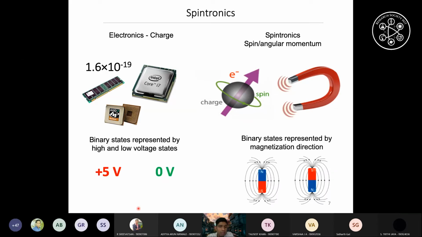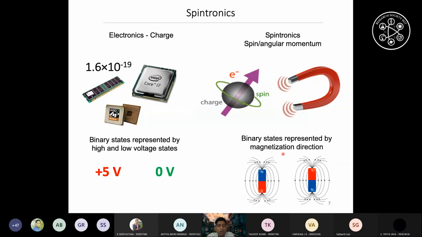So in electronics, if you make devices, especially computing devices, how do you store data? You store it in the form of voltage levels, right? For example, high voltage may represent a 1 and low voltage may represent a 0. If you want to write data in your memory, to write 1, you store a high voltage level. If you want to write 0, you store a low voltage level.